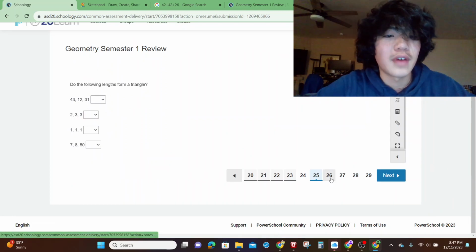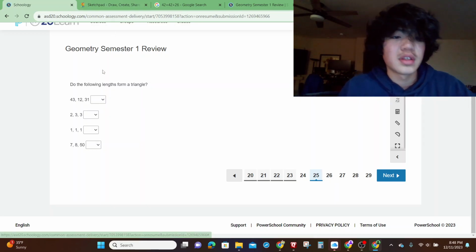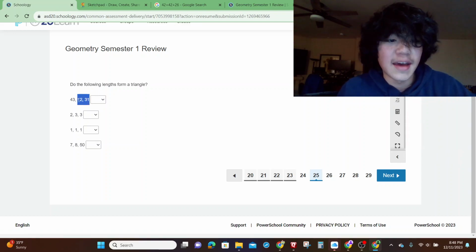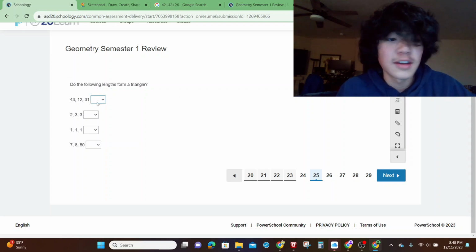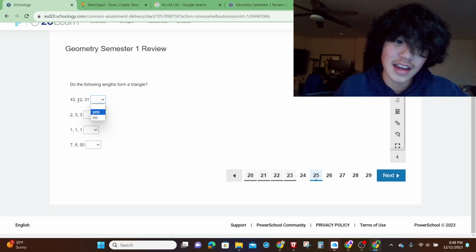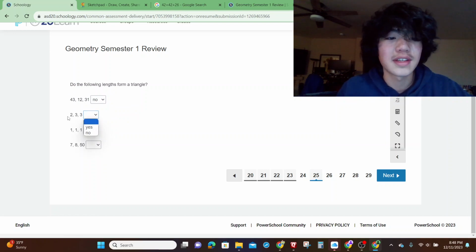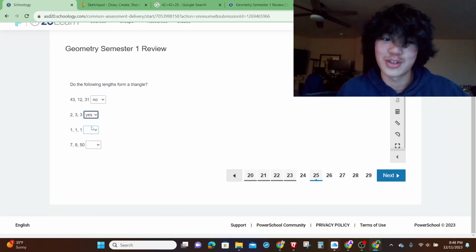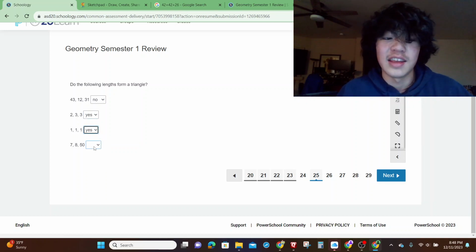Okay, do the following lengths form a triangle? So what we're going to do is make sure of all the sides. We add the two smaller numbers, and if the sum is greater than the largest number, then it can form a triangle. If it can't, then it cannot form a triangle. So 31 plus 12 is not greater than the third number, so it cannot form a triangle. 3 plus 3 is 6, greater than 2. It can form a triangle. 1 plus 1 is 2, greater than 1. It can. And this one's pretty obvious.